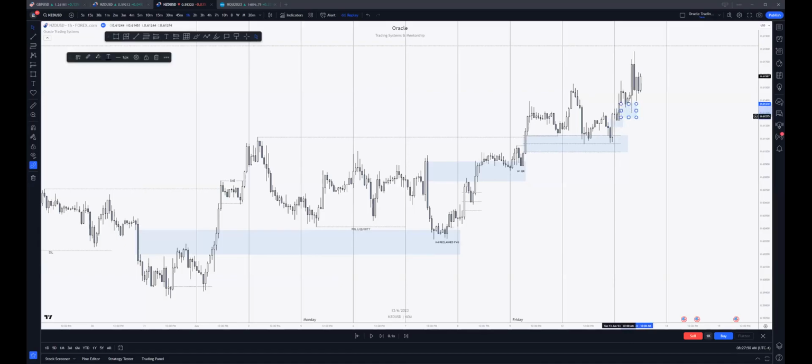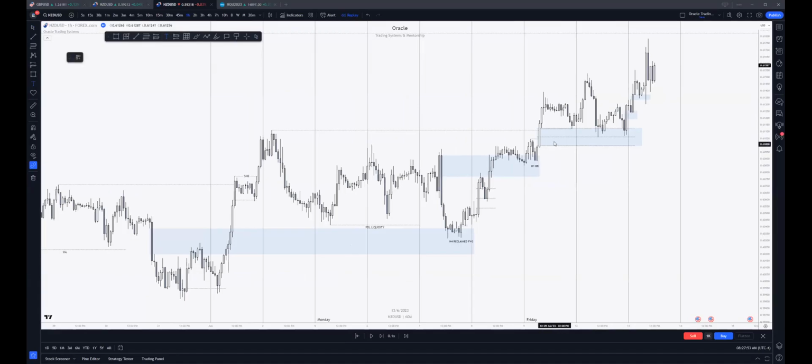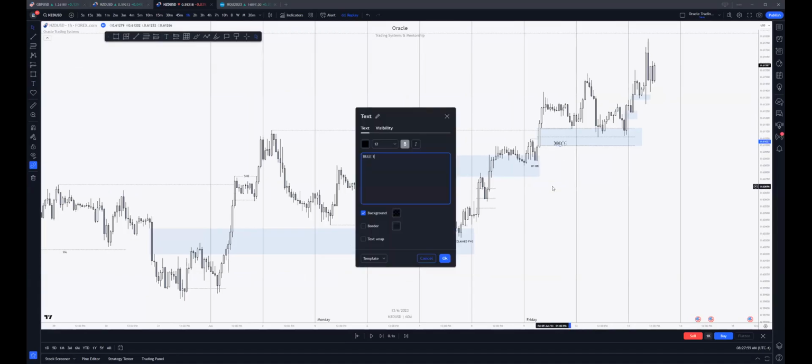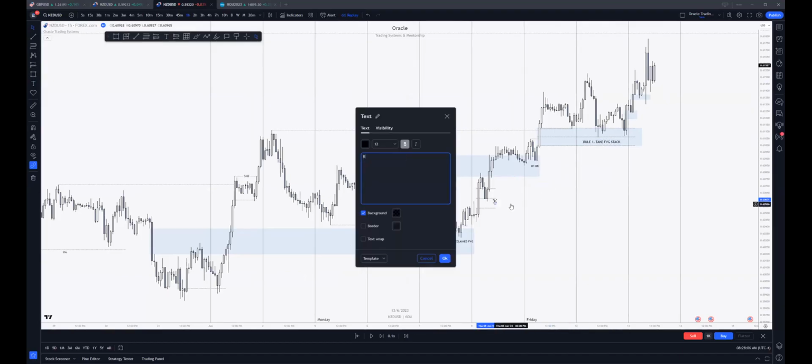1 hour order flow still intact here and here. And we could start to label this like this would be rule 1, right? Rule 1. Take FEG stack, right? Because there's 2 FEGs, take the one that's stacked. Rule 1. This is rule 2. 1 FEG, take it, right?